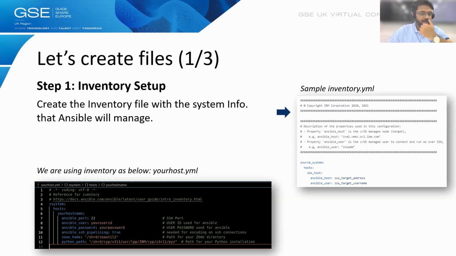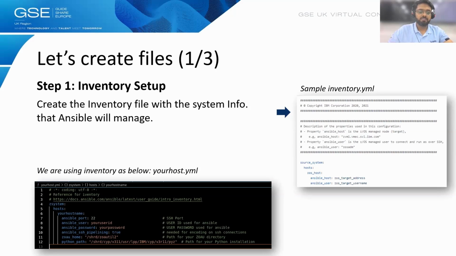Here in our case, the inventory your host.yml file has the host system where we want to connect. So it's a z system. It has host. Your host name contains the name of your host system. So in my case, it's already, I mean, I have connected to it, but it can be basically your company.com, or even an IP address or anything for that matter. And then you have to have the port. So 22 is the port for SSH. Then your user ID and password.